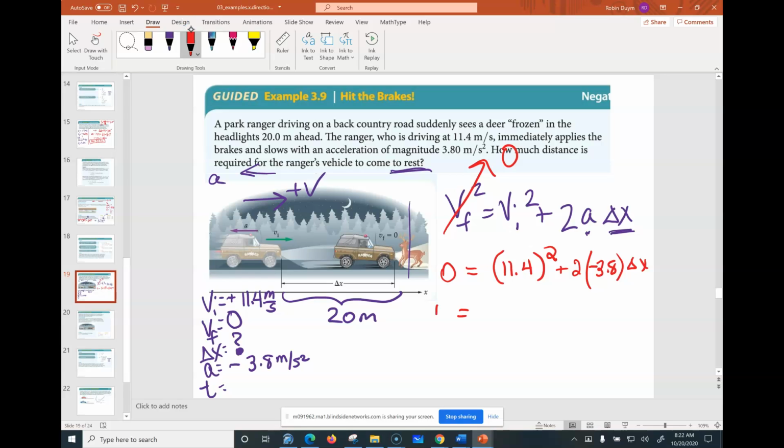We'll round this. We'll say 0 is 130 plus negative 7.6 delta x. So I have to bring over the 130. And then I divide both sides. Check my math.